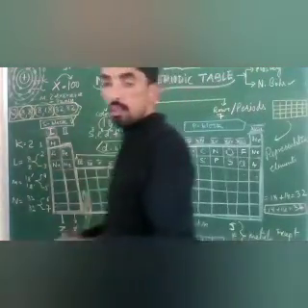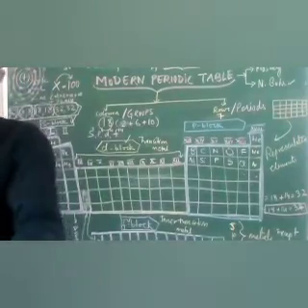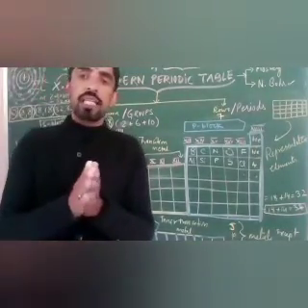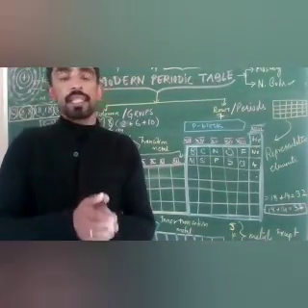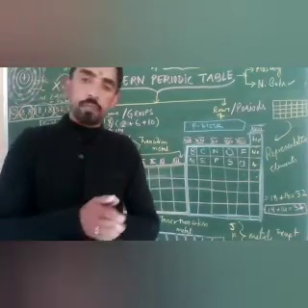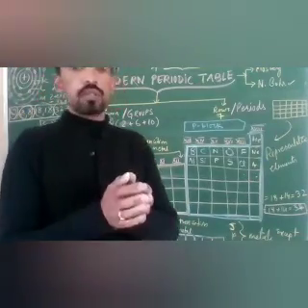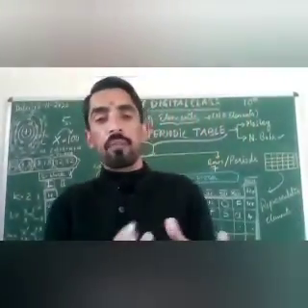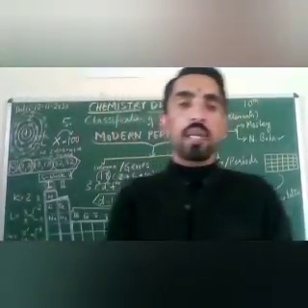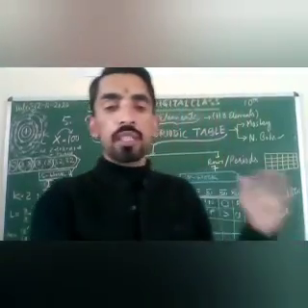One more term is there, metalloids. What are metalloids? Metalloids are those elements which have the character of metal as well as non-metal. Metalloids are those elements which behave like metal and non-metal, which have properties of both. So now less than 1 minute is left.